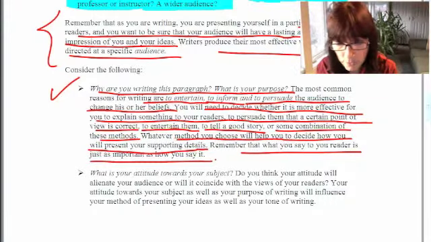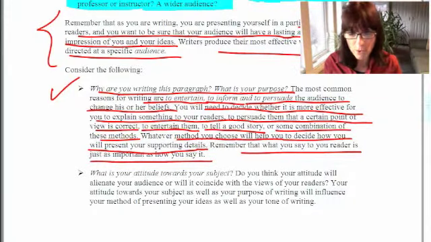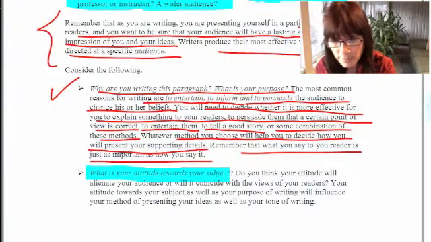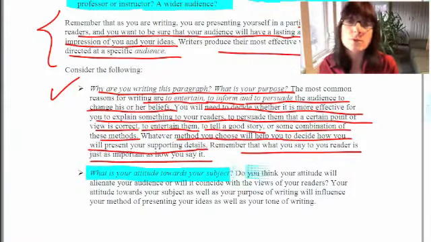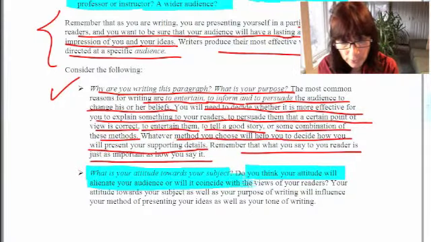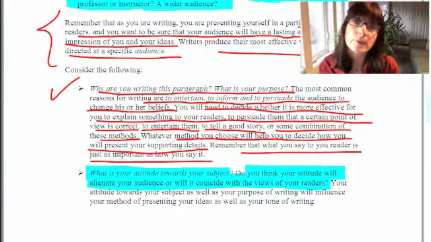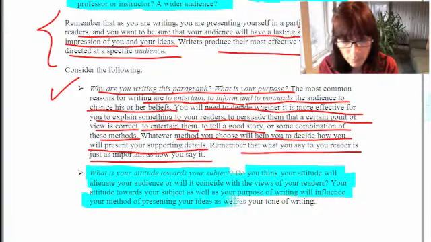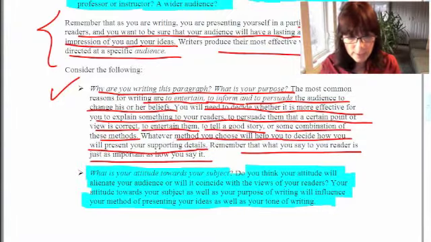And remember that what you say to your reader or to your audience is just as important as how you say it. So another thing to consider is, what is your attitude towards your subject? Do you think your attitude will alienate your audience, or will it coincide with the views of your reader? You want to be careful not to alienate your audience. Your attitude towards your subject, as well as your purpose of writing, will influence your method of presenting your ideas as well as your tone of writing. So you want to carefully figure out what is your attitude.